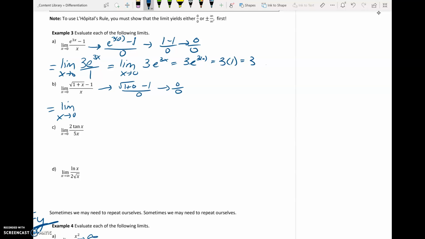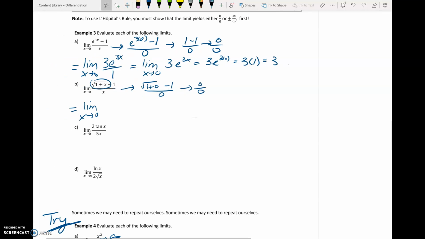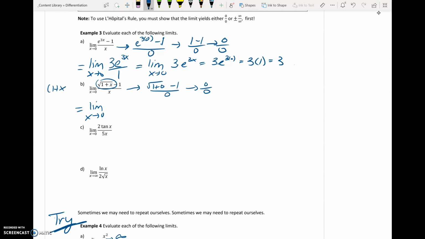I'll take the derivative of the numerator. Remember, this can be rewritten as 1 plus x to the power of a half. If you were to differentiate that, you would get 1/2 times 1 plus x to the power of negative a half. The derivative of negative 1 is just 0. The derivative of x is just 1. I'm just going to rewrite this a bit before we evaluate. So this is equivalent to what we just had, and now we can try to evaluate because it won't give us an indeterminate form. So your answer should be 1 over 2.